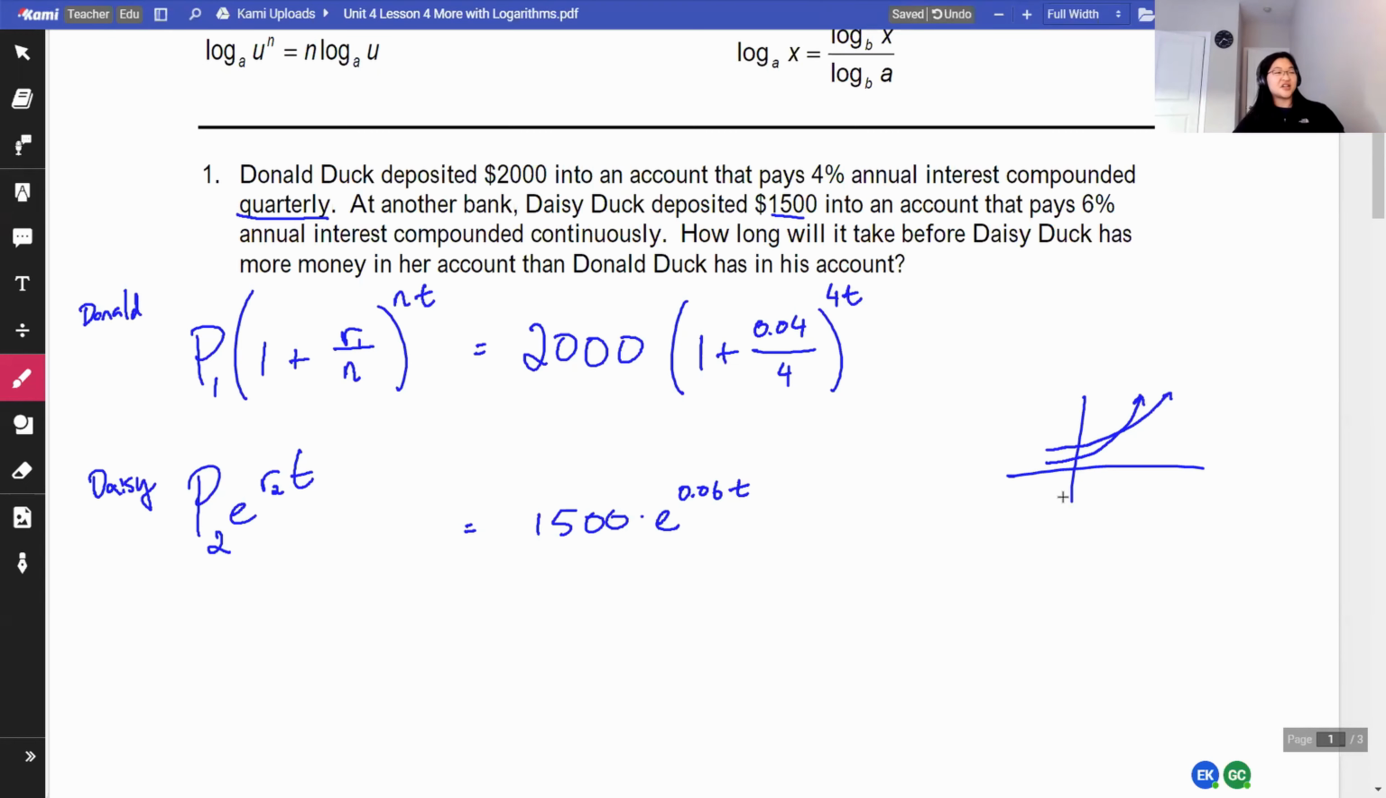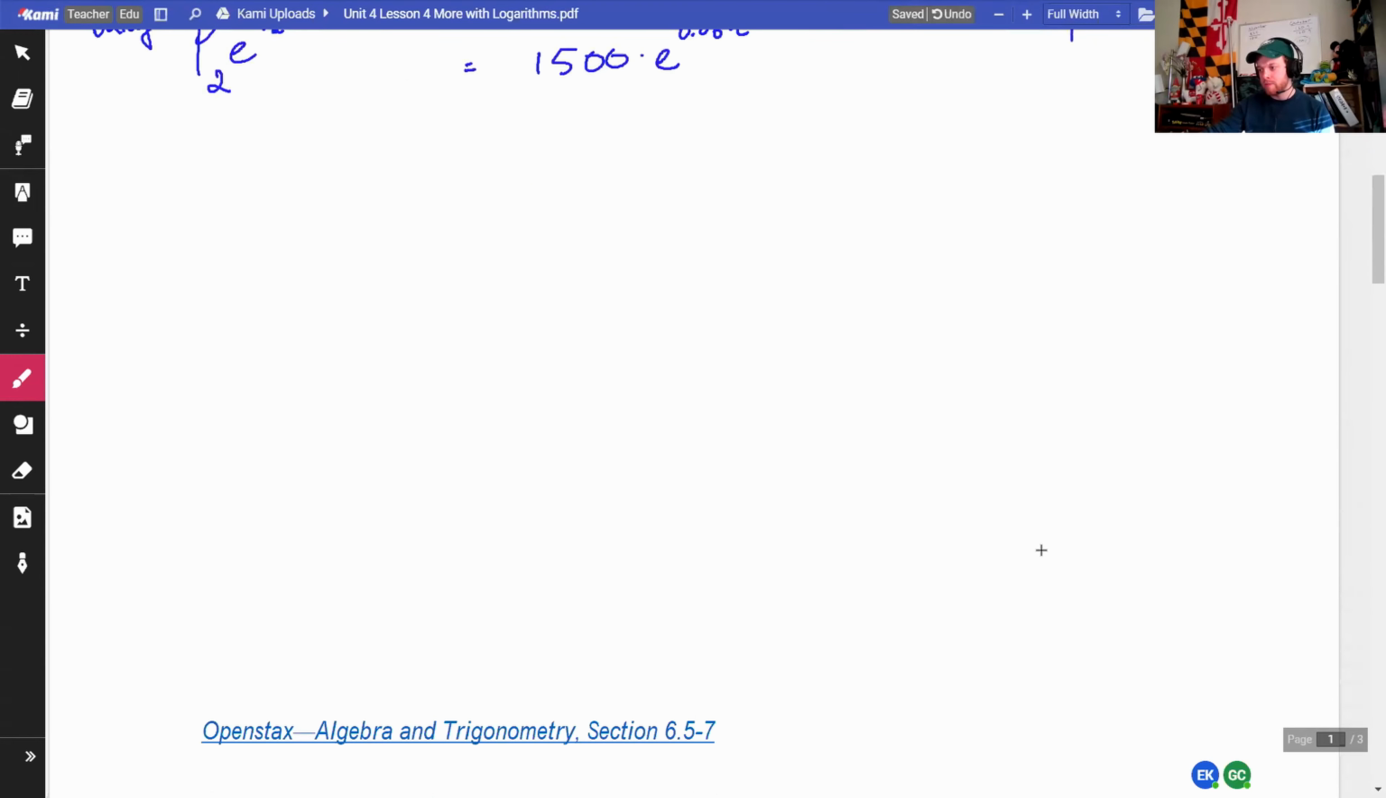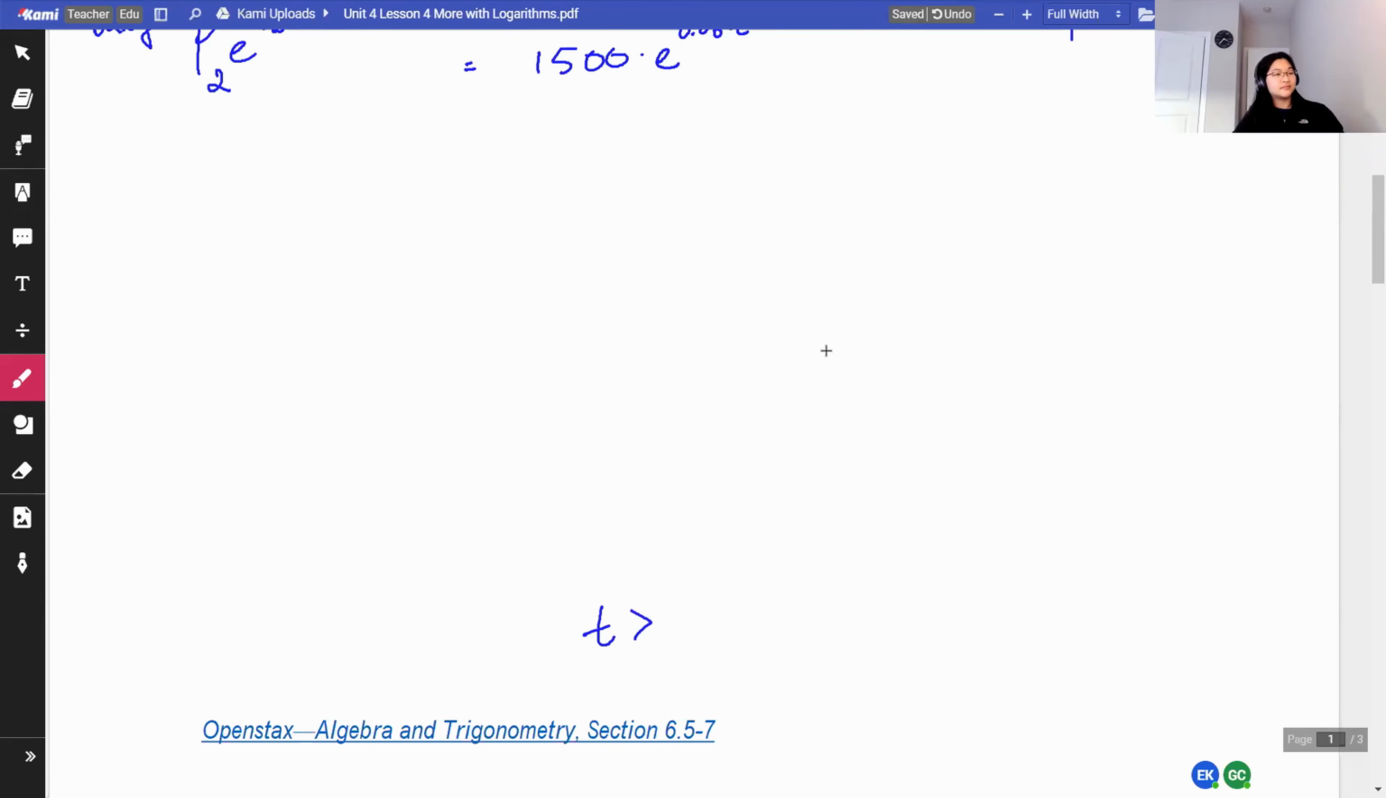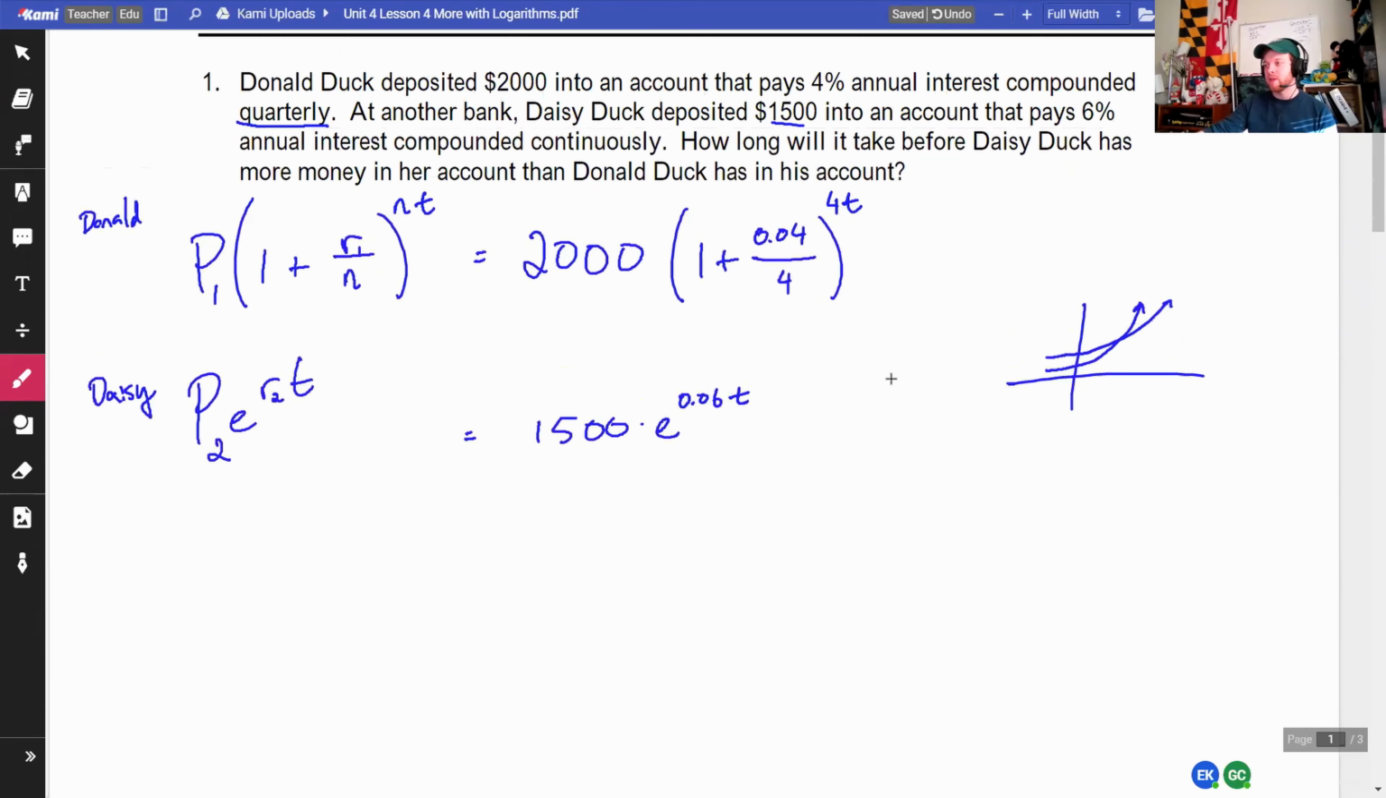Nicely sketched, Mr. Kirk. Excellent. And our final answer is going to be like t is greater than something. Once we find t, any moment after that, if we are thinking about money being compounded instantaneously.